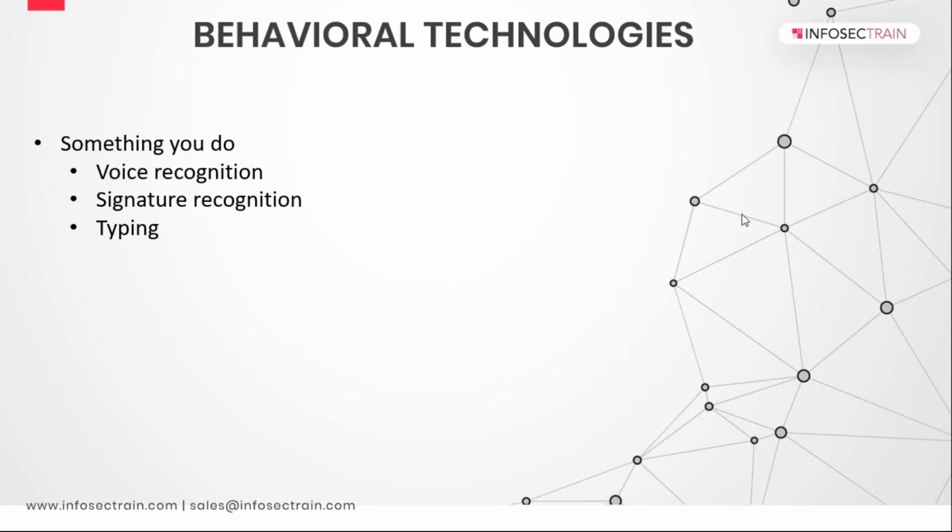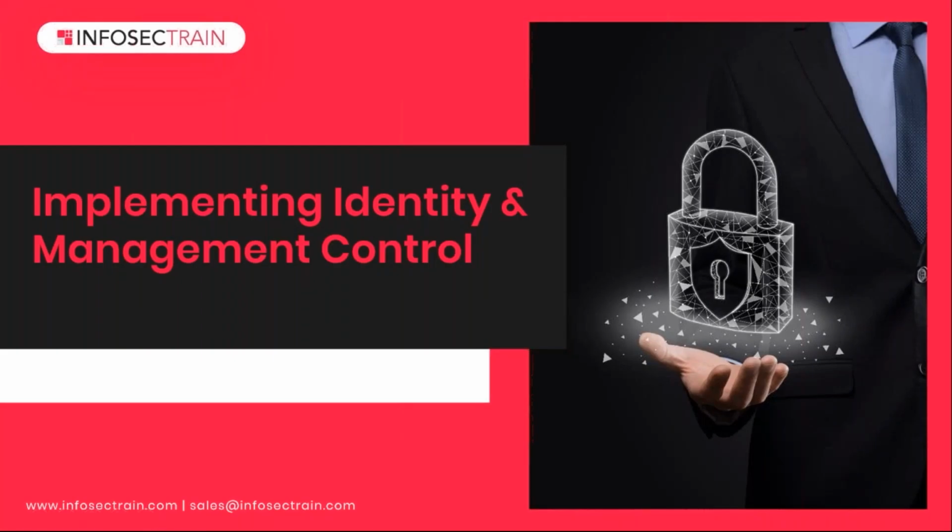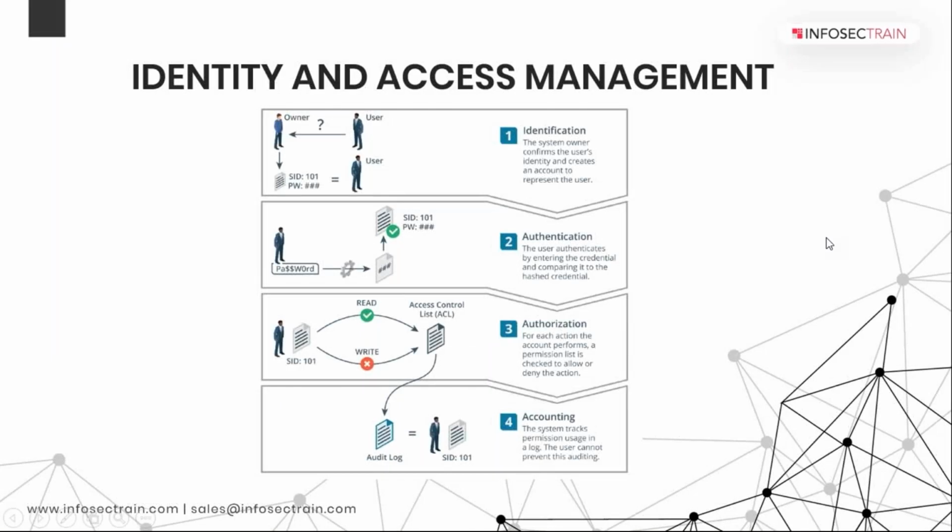So the next one is implementing identity and access management control. What do you guys understand by implementing identity and access management control? Over here, each network user and host device must be identified with an account, right, so that you can control their access to your organization's applications, data, and services. The processes that support this requirement are referred to as identity and access management. In short, it's IAM.